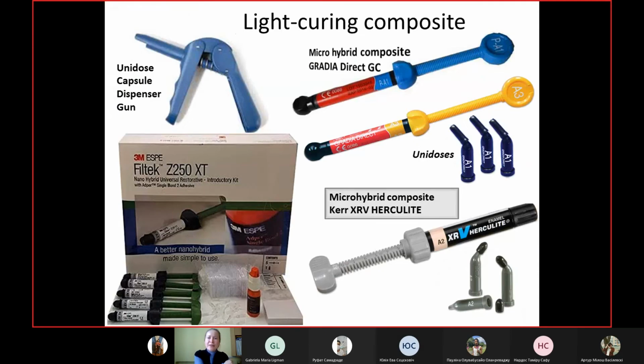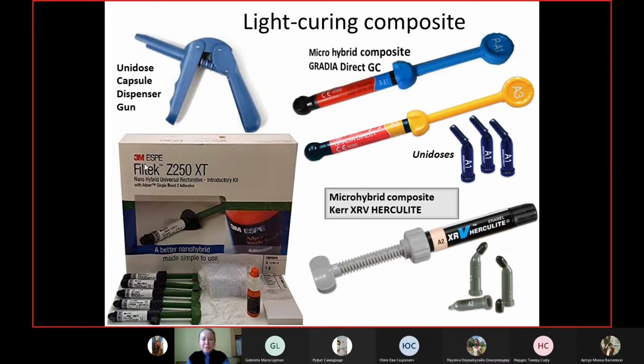Light curing composite representatives. Once again, I just collect here the most widespread and famous companies. JC company, material Gradia Direct, is a micro-hybrid composite, available in syringes and in different shades. This company even provides anterior and posterior shades, so it is very useful and very good for doing restorations. Very comfortable.